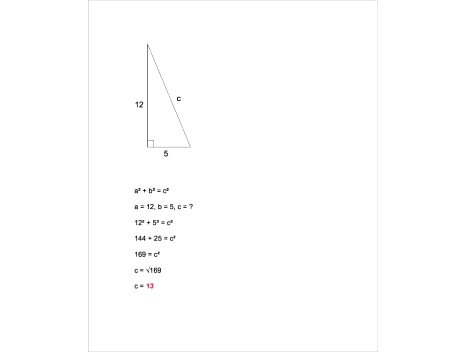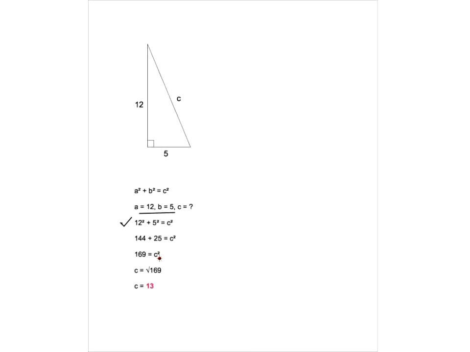Just as Karis told us, we label a and b. Here we've got the first step, the same thing we just did. Now we take 12 squared and find out what it is: it equals 144. 5 squared is 25, and that's going to equal c squared. Now we add those two amounts together, so 169 equals c squared.